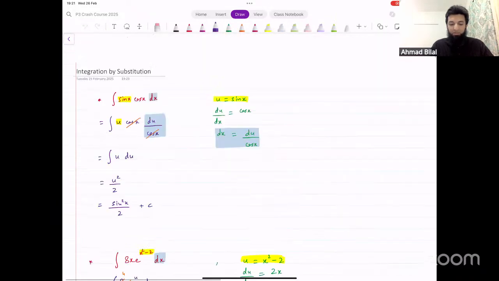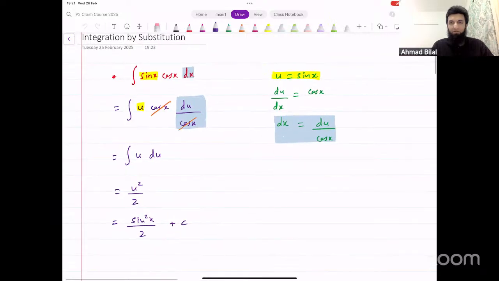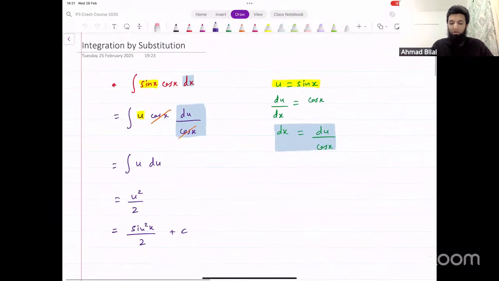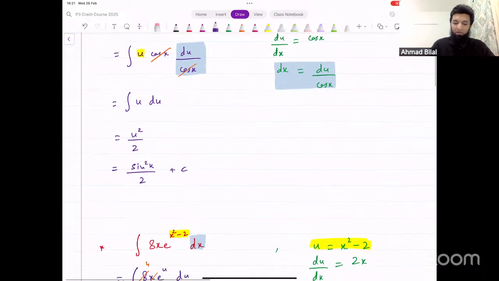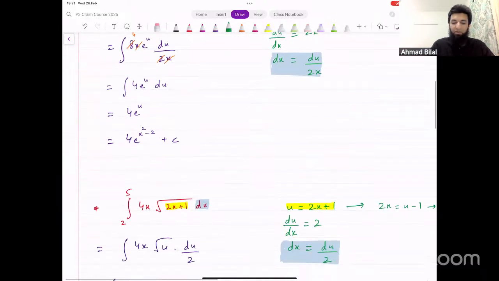Integration by substitution, right? We did this in the last session. You will be given a substitution in this case. You would have to differentiate that first of all, then replace dx with du as well using that derivative, and then find the integral in that substituted form.